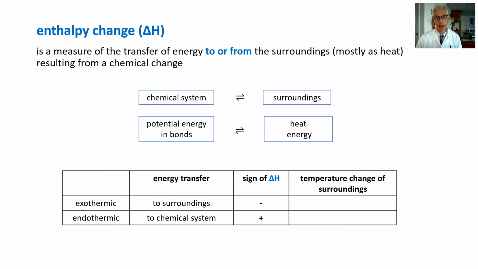Now, if energy is transferred to the surroundings and that energy is stored as heat energy, then the temperature of the surroundings increases. For an endothermic change, energy is transferred from the surroundings and into the chemical system where it's stored as potential energy. So therefore, there's a decrease in the temperature of the surroundings.